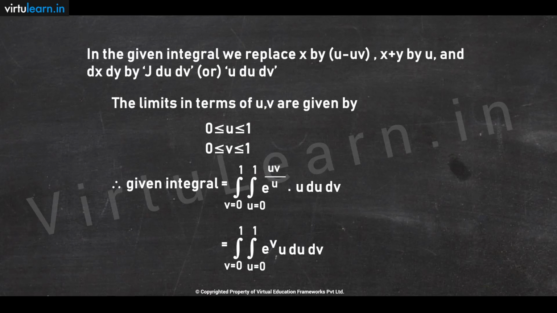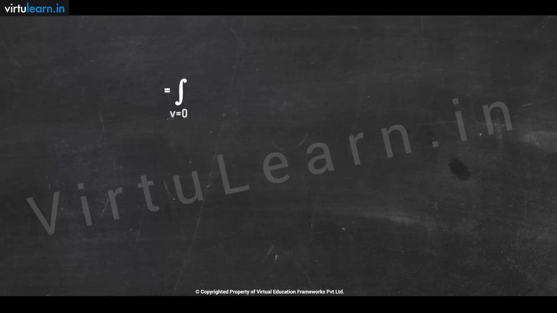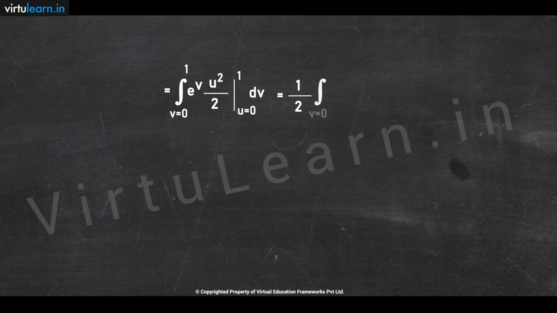Initially, we integrate with respect to u to get integral v is equal to 0 to 1, e power v into u square by 2, to be evaluated at u is equal to 0 and 1, of course followed by dv. Substituting the limit, we get half of integral v is equal to 0 to 1 e power v dv, or on integration you get half of e power v evaluated at 0 and 1, or it becomes half of e minus 1.